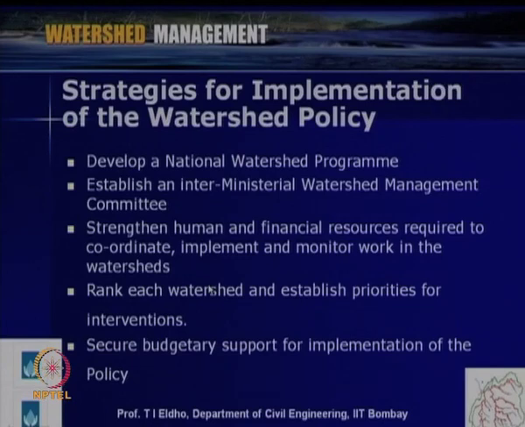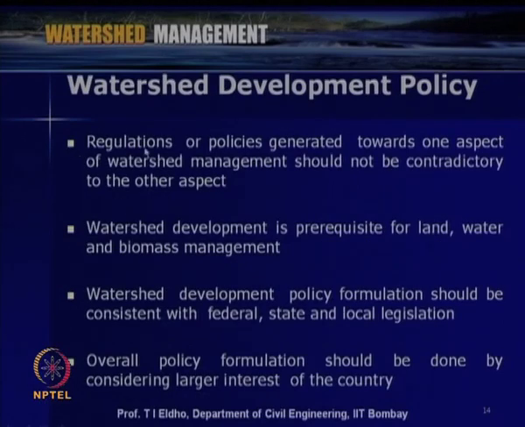We have already seen that there are various watershed related issues and problems. So when we look for a holistic way of watershed management practice or plans, we should rank the priorities, and accordingly the watershed policy will give the ranking according to the priorities. And then the watershed policy secures budgetary support for implementation of the policy. Once a policy document is made, the budget will be allocated, and the implementation issues will also be discussed. Accordingly we can develop a watershed policy. That gives the framework as far as the watershed management plans are concerned.